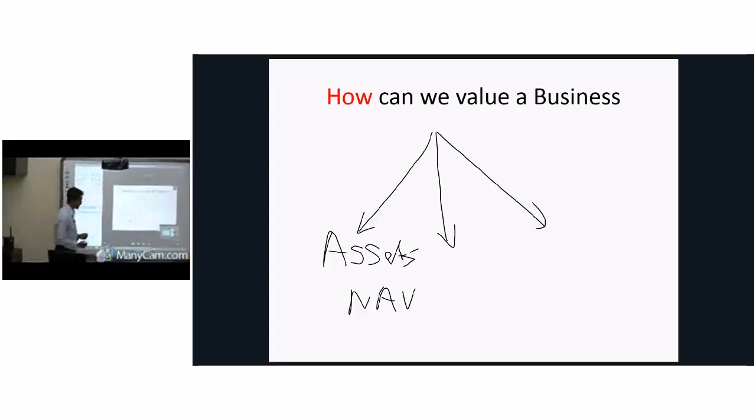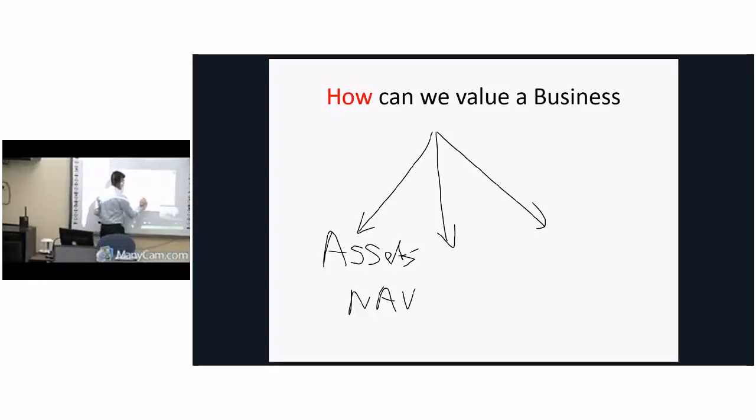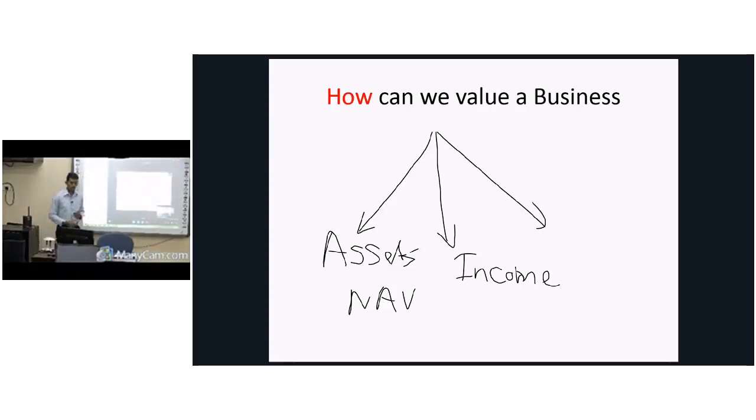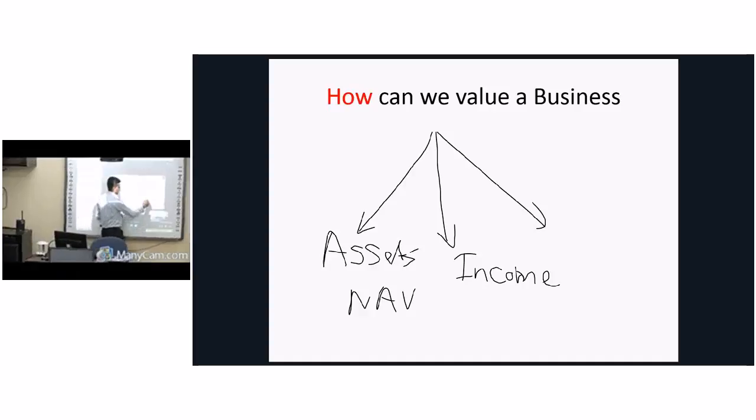And then we discussed the income approach. In this method, what we do is we consider all the future cash flows of the business and account for a value of the business. So that's what you call the income approach. And then the last method was the market approach.